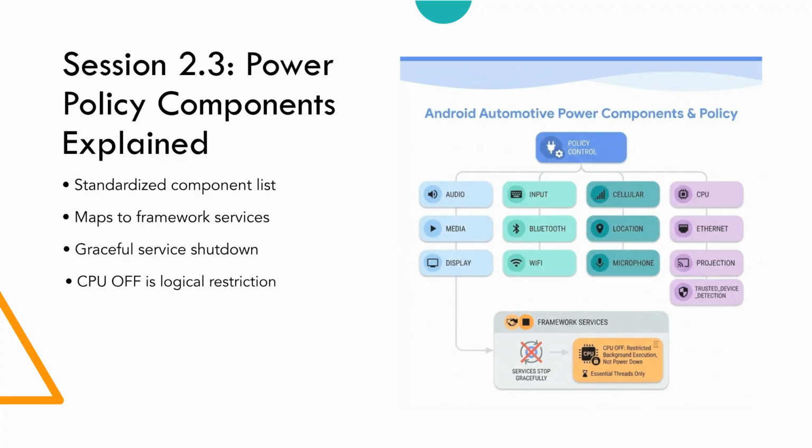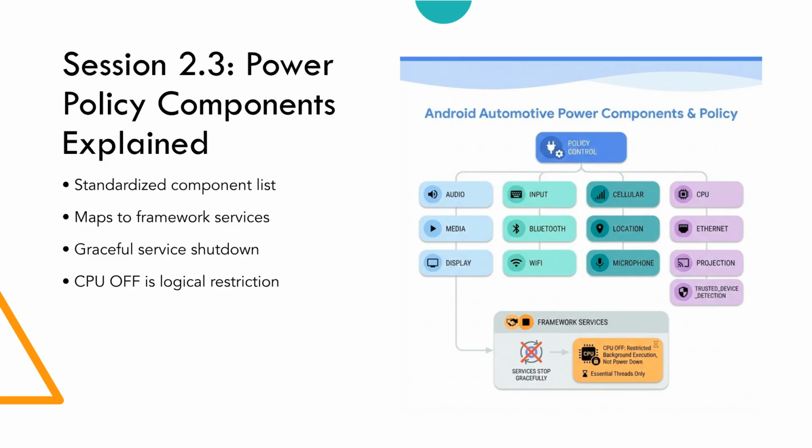Android Automotive defines a fixed set of power components that can be controlled by policy. These include audio, media, display, input, Bluetooth, Wi-Fi, cellular, location, microphone, CPU, Ethernet, projection, and trusted device detection. Each component maps to one or more framework services. When a component is turned off, services must gracefully stop activity.